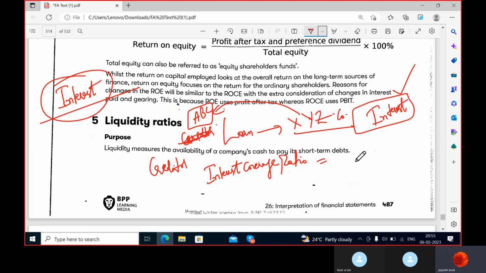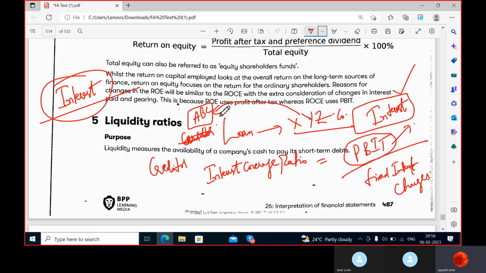So what's the formula for interest coverage ratio? PBIT by fixed interest charges. Now, why am I taking PBIT, why am I not taking PAT? Because it is the operating income. PBIT is also called operating income. It is the operating income out of which the interest has to be paid to the creditors or to the liability holders. It is the operating income from which interest has to be paid.